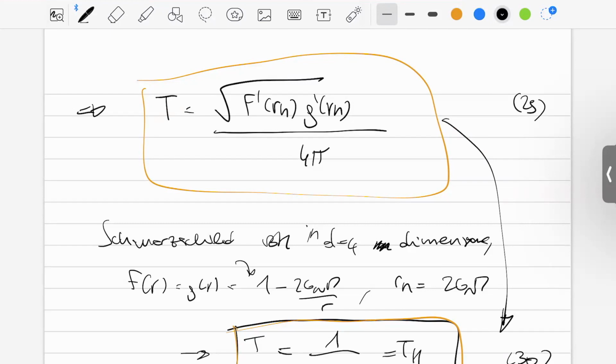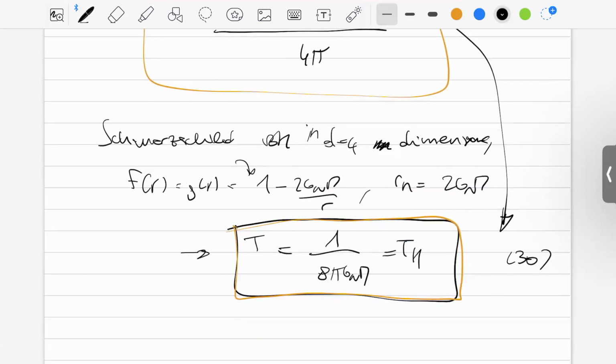You are not able to derive this in general relativity, because in general relativity you have only a classical theory. So we are able to derive this result as soon as you put somehow quantum mechanics into the game. So this temperature is inversely proportional to the mass. So the larger the mass, the smaller is the temperature.